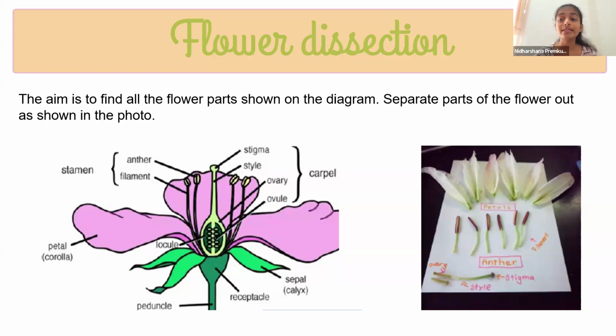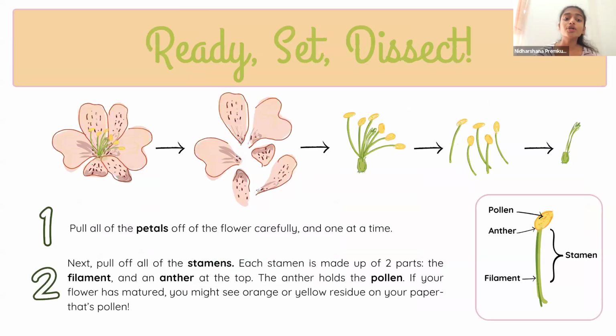So, you are going to separate the parts of the flower out like you can see in this picture. You can see the petals separated. You can see the anthers separated. You can see the carpel or the pistil separated nicely on this paper. Then, next up, what you're going to do is first take your flower and pull out all the petals of the flower carefully without harming the rest of the parts.